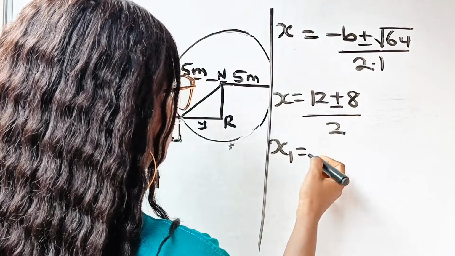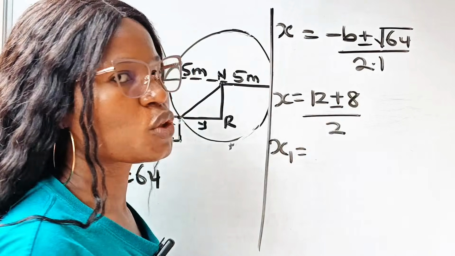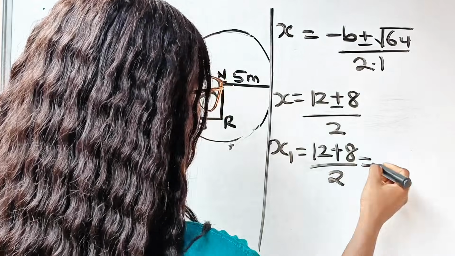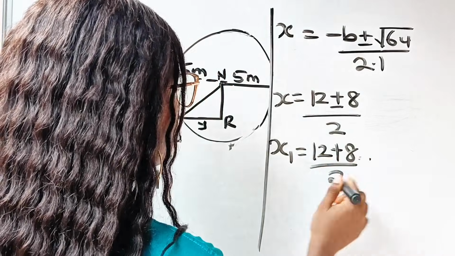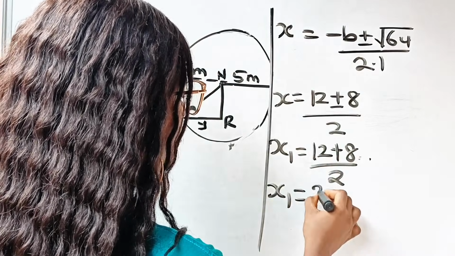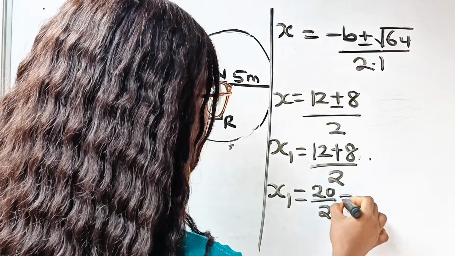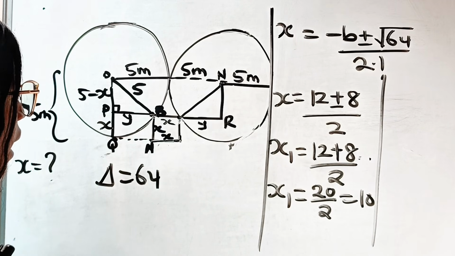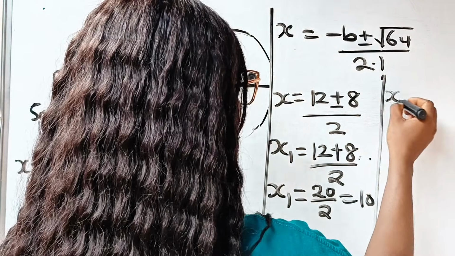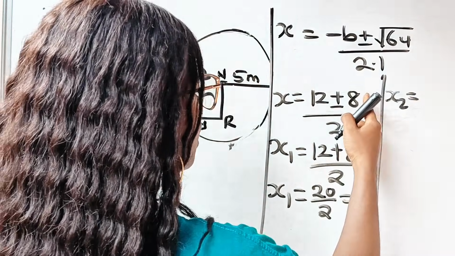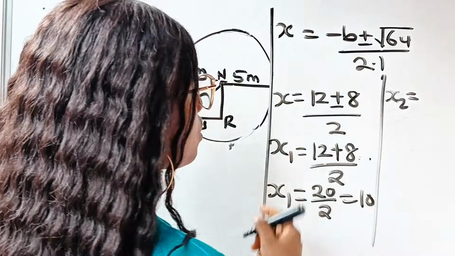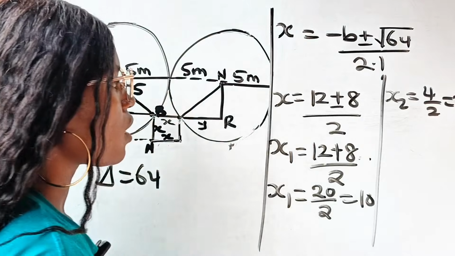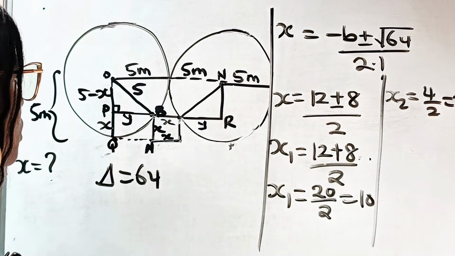So the first value of x will be 12 plus 8, which is 20. So we have 20 divided by 2, which will give us 10. Now the second value of our x will be 12 minus 8, which will give us 4. 4 divided by 2 will give us 2. Now let's check the one that is possible.